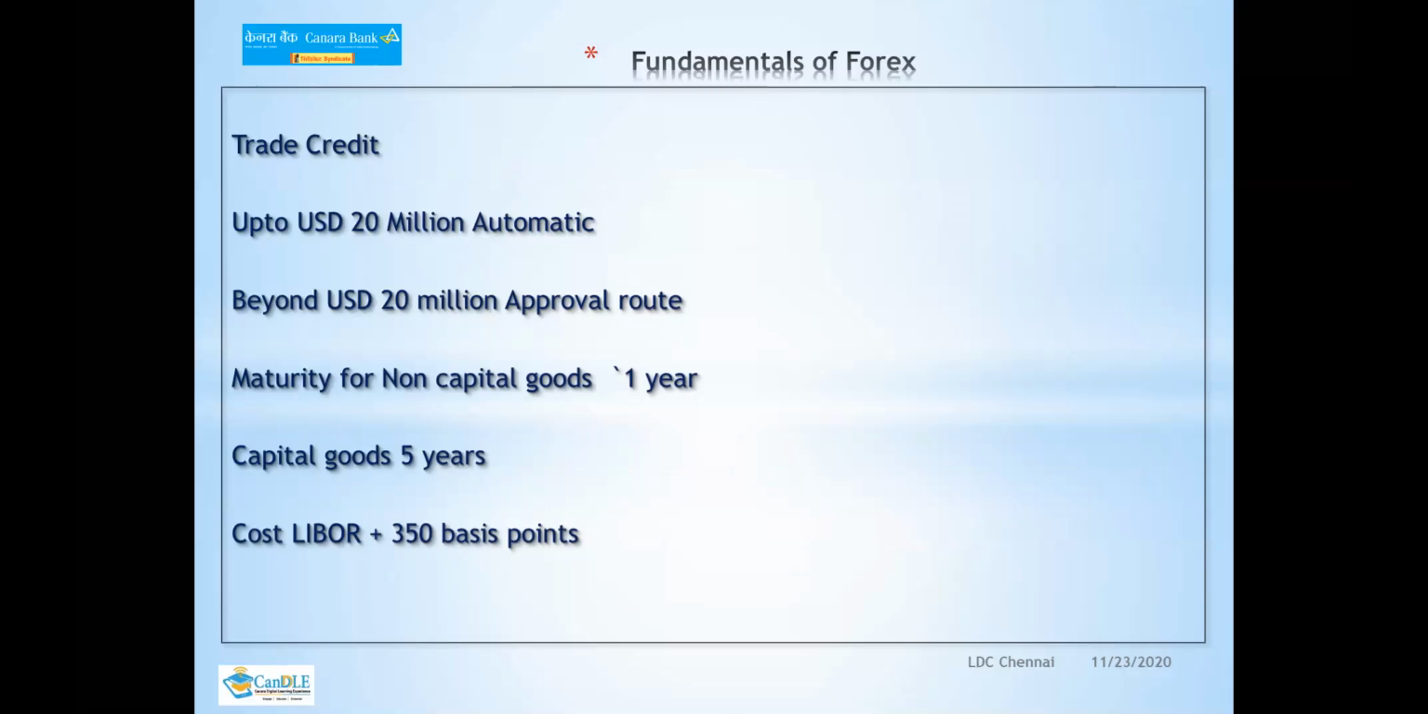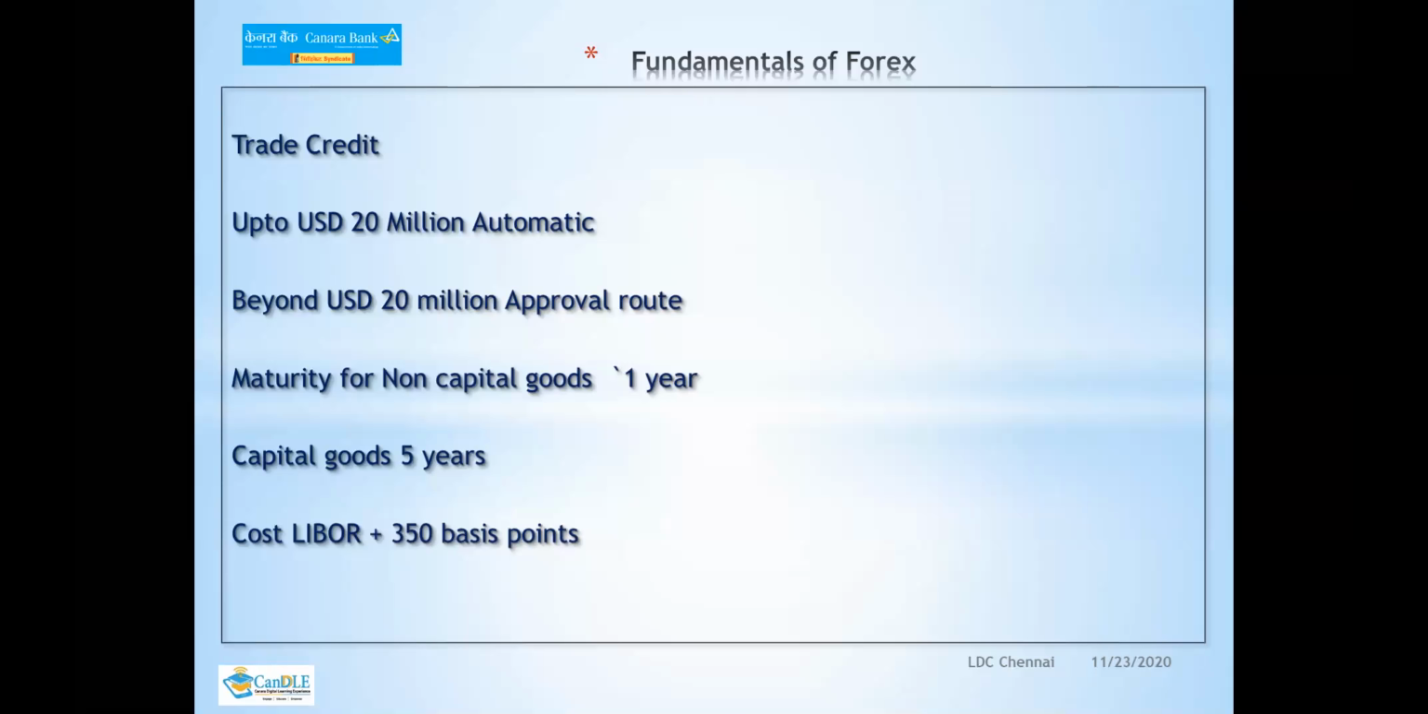Next, very important. Suppose import has happened. The party doesn't have money. He wants to avail trade credit. I told you trade credit is there. Trade credit is of two types: buyer's credit or supplier's credit. Both are given by a foreign bank. Now, what are the ceilings for it? Up to 20 million is automatic. There is no problem. Beyond 20 million, you have to go for the approval route.